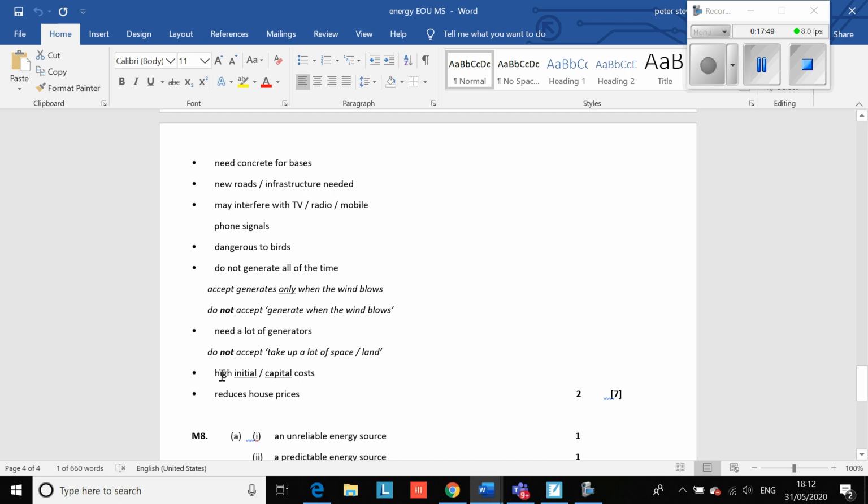They have a high initial capital cost. That means they're expensive to build. They're not expensive once they're built. They're free once they're up and running, but they are expensive to actually build, and potentially could reduce house prices in the area. So basically, any of those would get you your 2 marks. So that's the end of question 7.